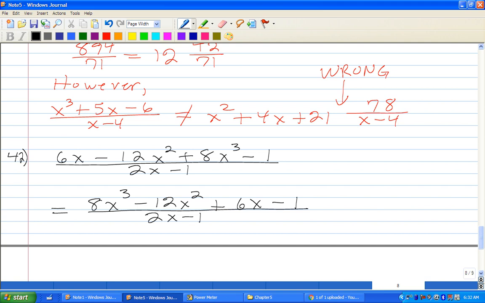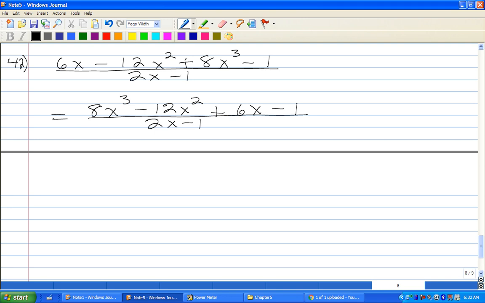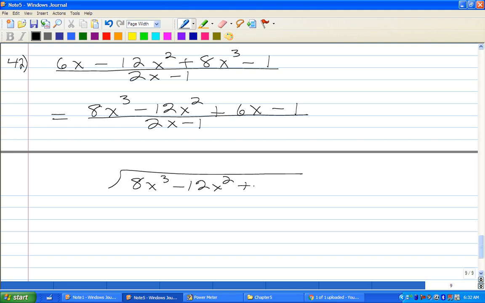And so I have 8x cubed minus 12x squared plus 6x minus 1 over 2x minus 1. Okay, so let's divide. 8x cubed divided by 2x is 4x squared. Let's multiply the 4x squared times my divisor. 4x squared times 2x is 8x cubed. 4x squared times a negative 1 is a negative 4x squared.